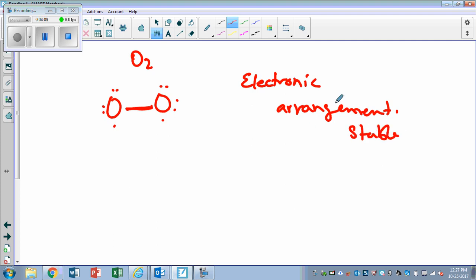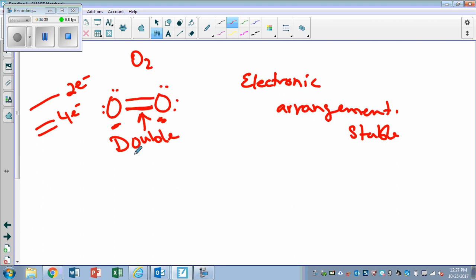To get a stable electronic arrangement, they need to have 8 electrons around in the valence shell. They need to share another pair of electrons, which was sitting at the bottom here. Now everybody has 8 electrons: 2, 4, 6, 8, 2, 4, 6, 8. Each line represents 2 electrons, so a double line represents 4 electrons. This is called a double covalent bond.